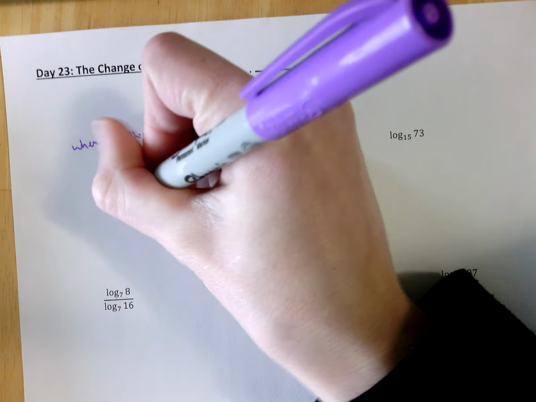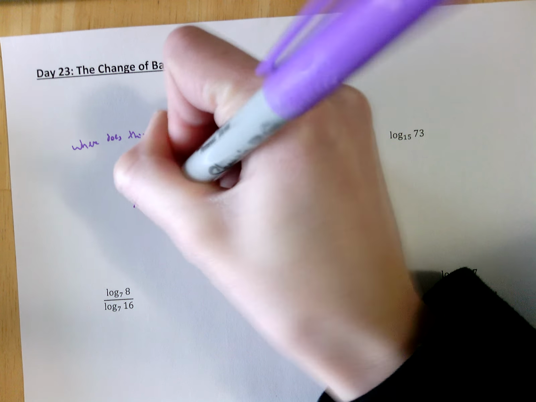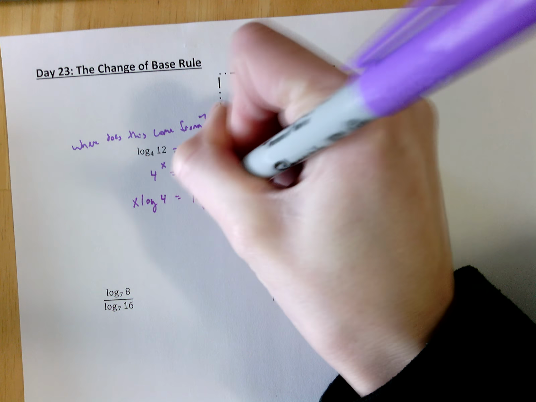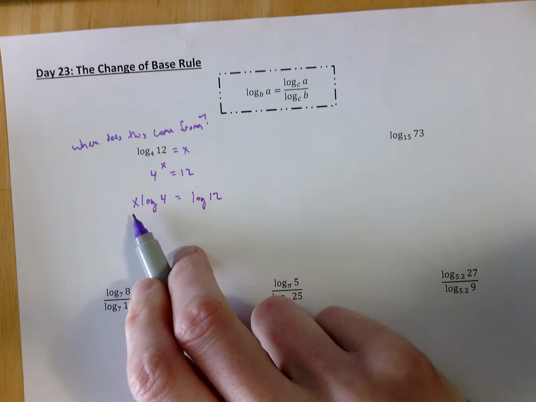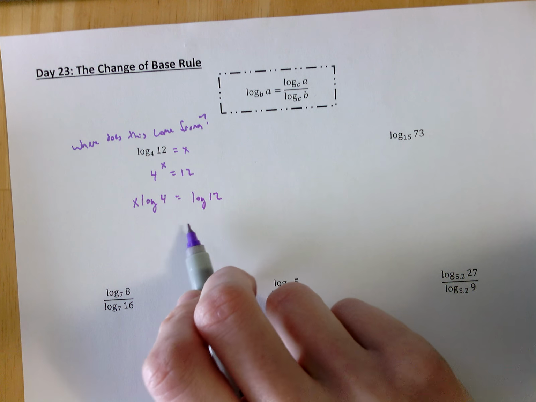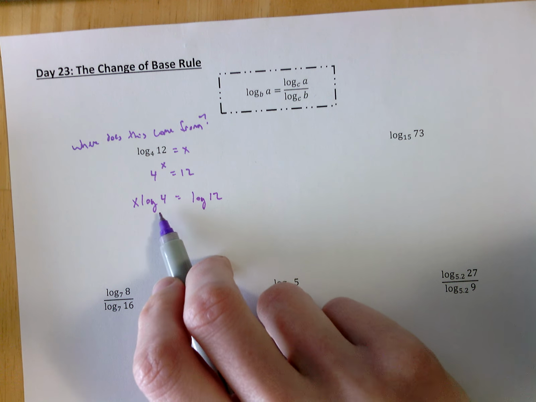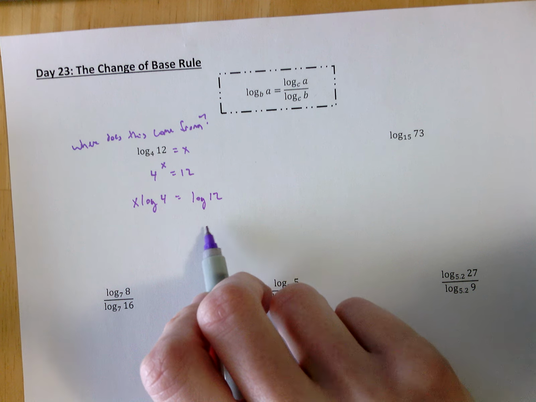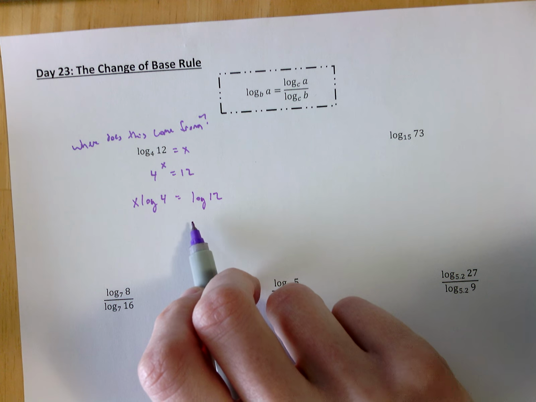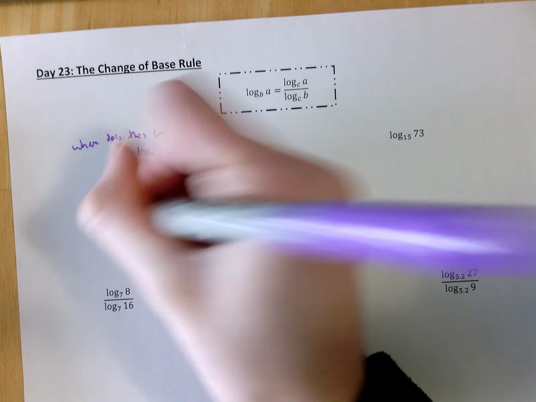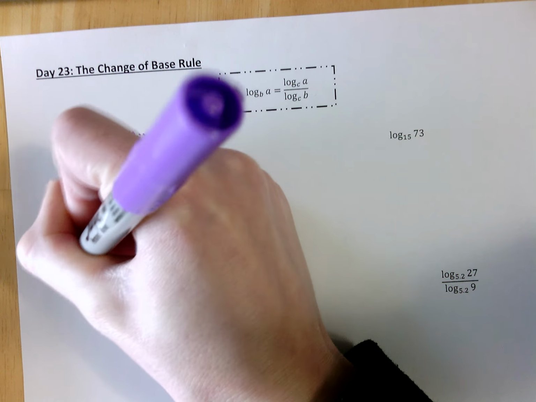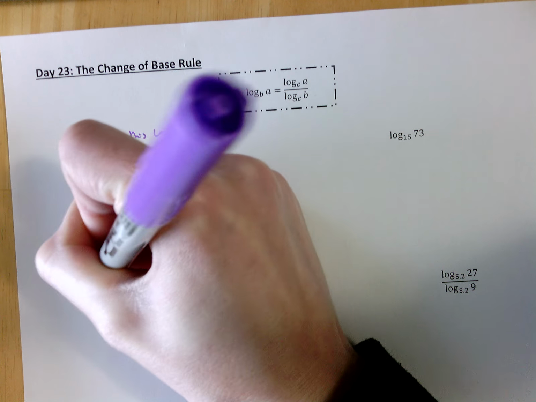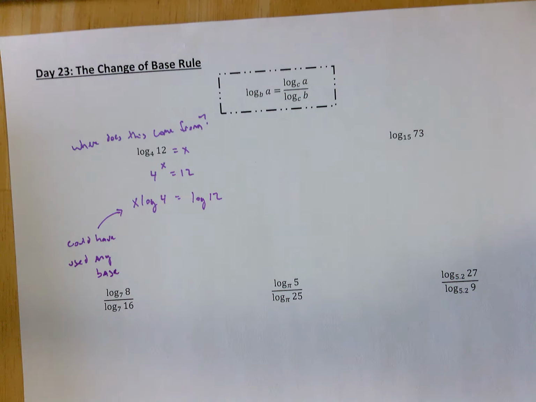So I'm going to take the log of both sides, and I'll go ahead and drop that exponent while I'm at it. When we take the log of both sides, you could have done it with any base. I just chose log base 10, but for this step you could have used any base number.